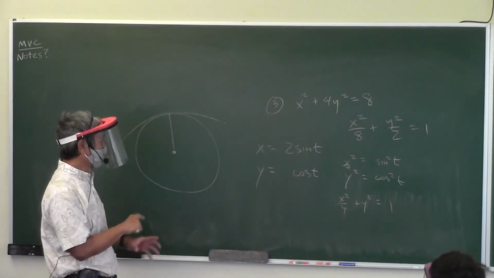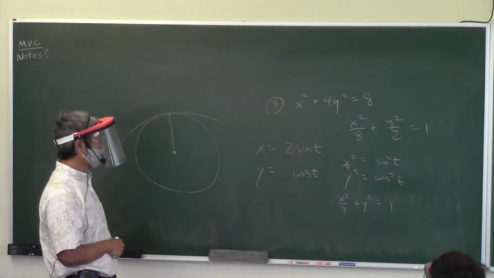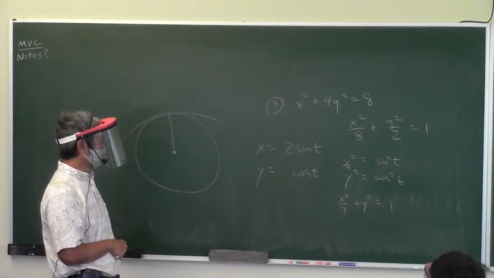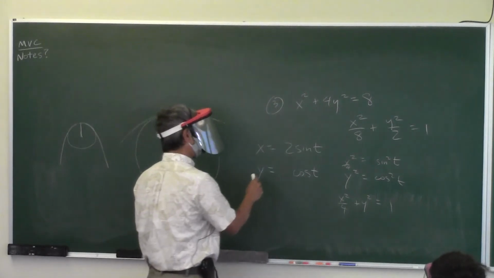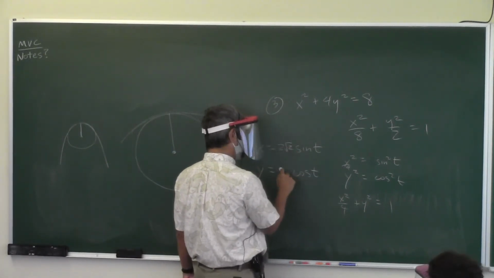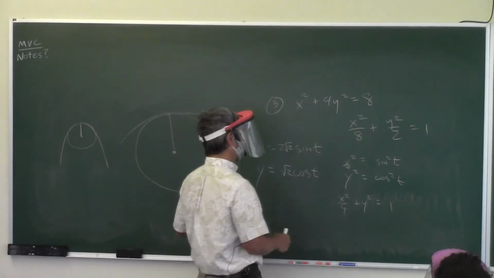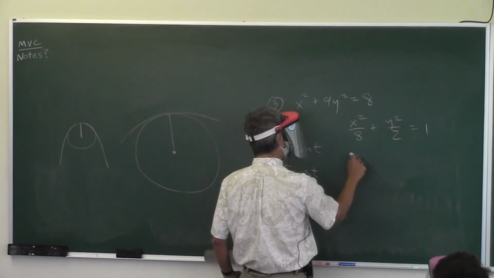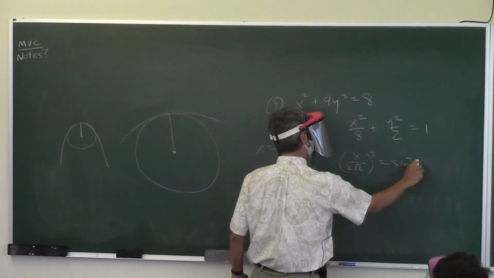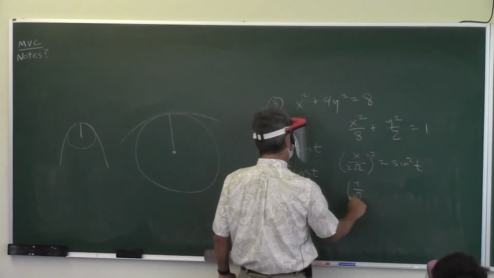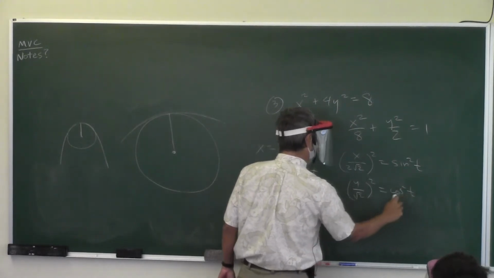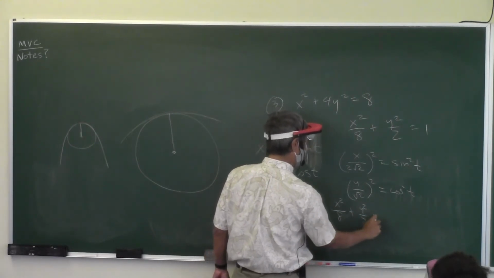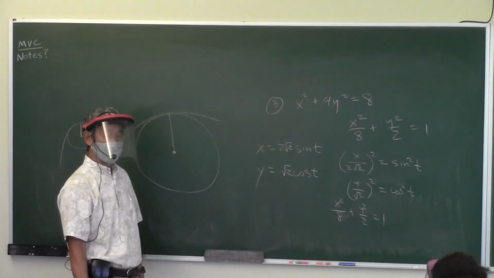So what could I have done to make the coefficients come out? Root 2 out of 2 root 2 sine t. So multiply each one by root 2? Yeah, so let's try that then. Is that going to work? When you square both sides, okay, just start all over. x over 2 root 2 squared equals sine squared t. y over root 2 squared equals cosine squared t. Add the equations and you get x squared over 8 plus y squared over 2 equals 1. There you go. So that would be one way to do it.